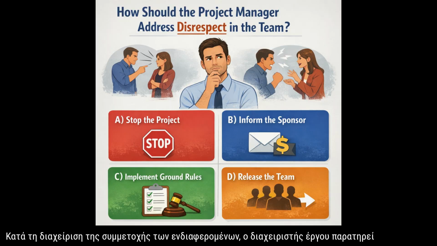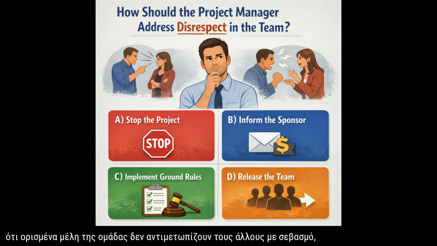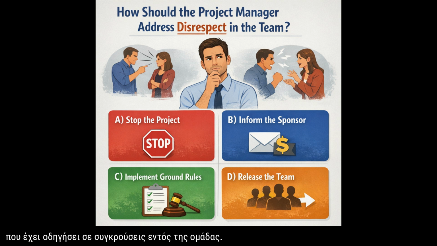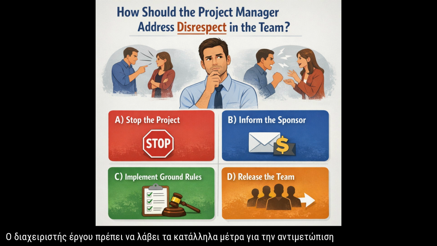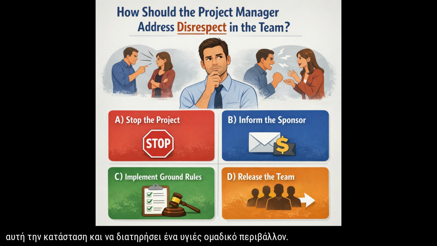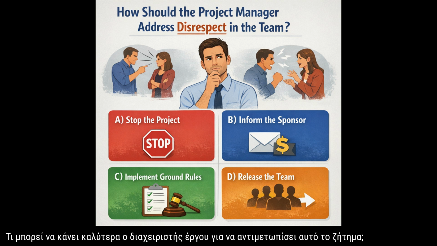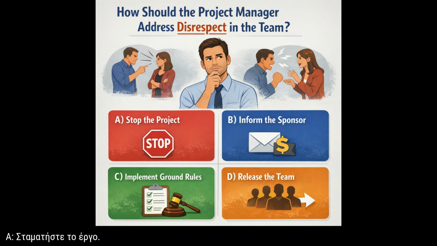While managing stakeholder engagement, the project manager observes that some team members are not treating others with respect, which has resulted in conflicts within the team. The project manager must take appropriate action to address this situation and maintain a healthy team environment. What can the project manager best do to address this issue? A, stop the project. B, inform the sponsor. C, implement ground rules. D, release the team.